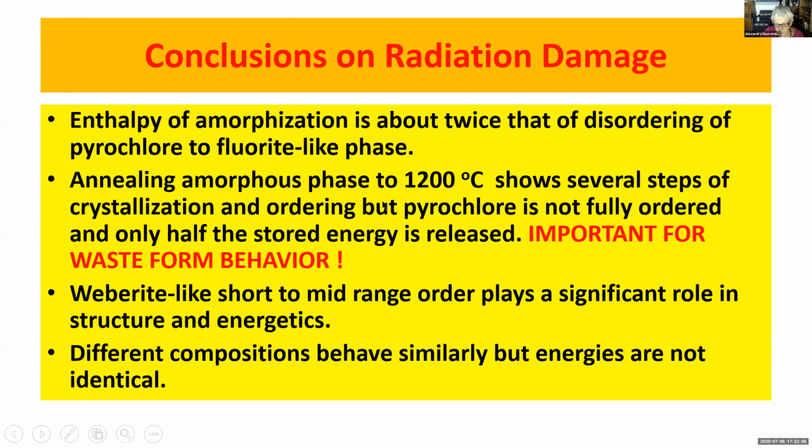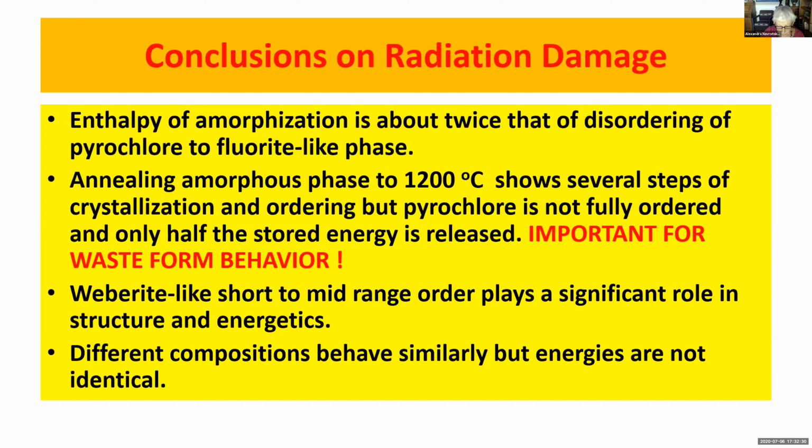Annealing the amorphous phase to 1200 degrees shows crystallization and ordering, but the pyrochlore is not completely ordered, and only half of the stored energy is released, and therefore this is important for nuclear waste forms, that one doesn't get back to the most stable material.